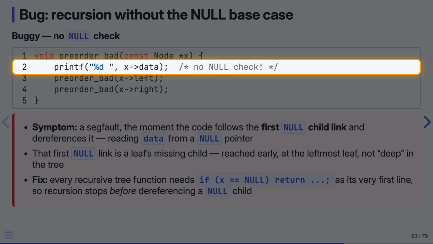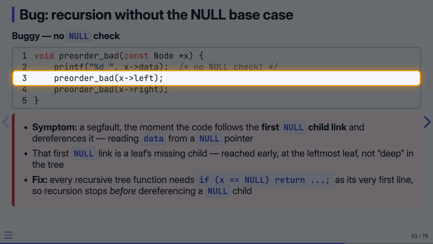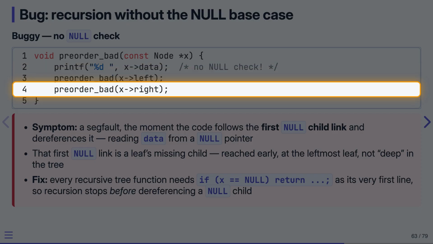It starts by printing X arrow data. It reads from X straight away. It never checks whether X is null first. Then it calls itself on X arrow left and on X arrow right. Sooner or later one of those children is null, and we still try to read from it.